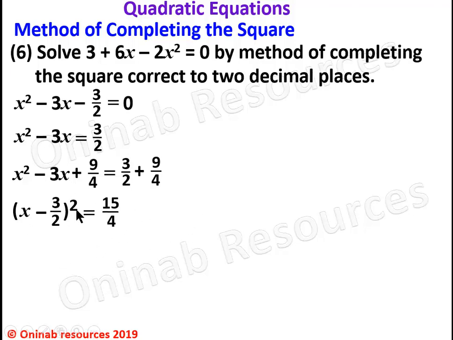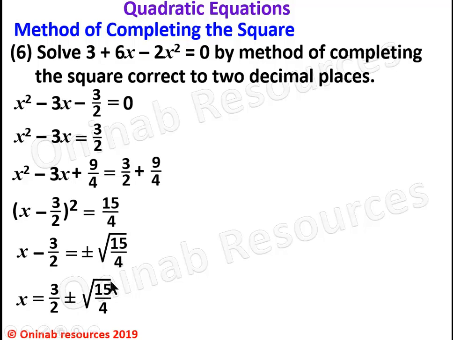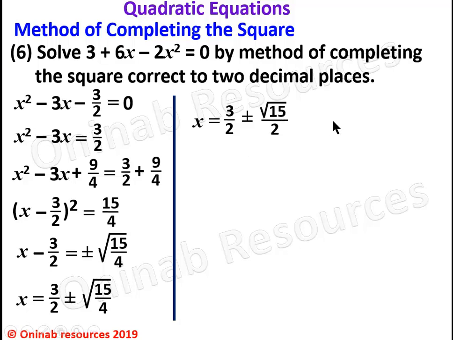So here we remove this square by finding the square root of 15 over 4. So we have x minus 3 over 2 is equal to plus or minus square root of 15 over 4. Taking this to the right hand side, we have x is equal to 3 over 2 plus or minus square root of 15 over 4. We are going to simplify this. Simplify this, root 15 over 4, that's root 15 over 2. So we have x equal to 3 over 2 plus or minus square root of 15 over 2.